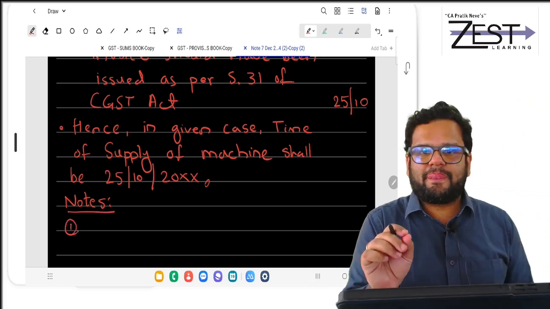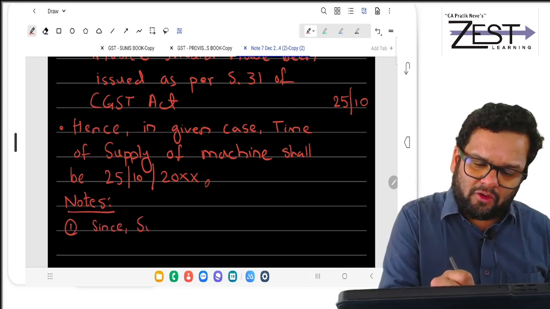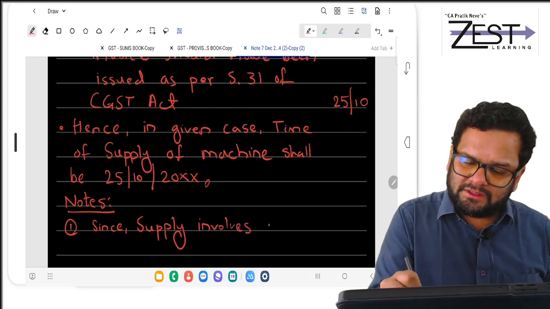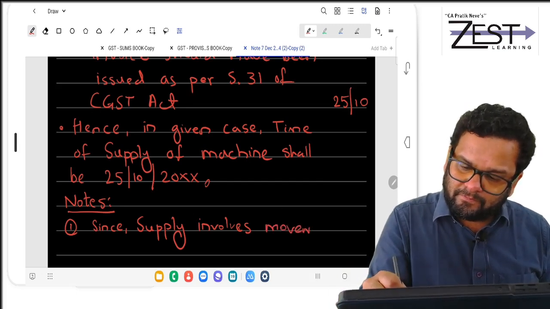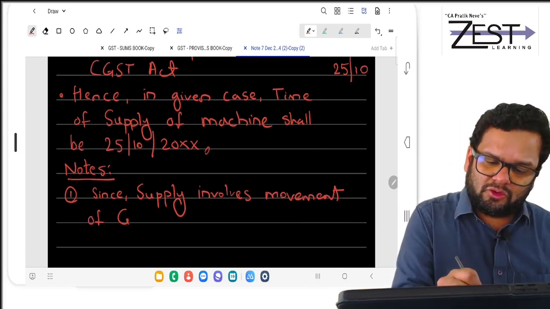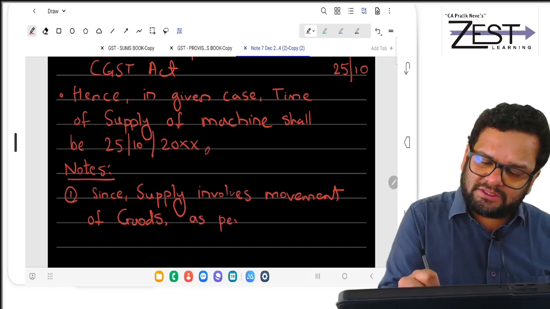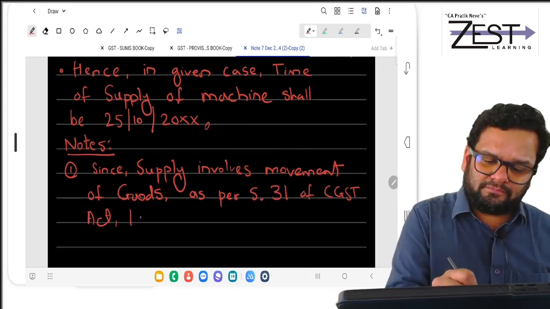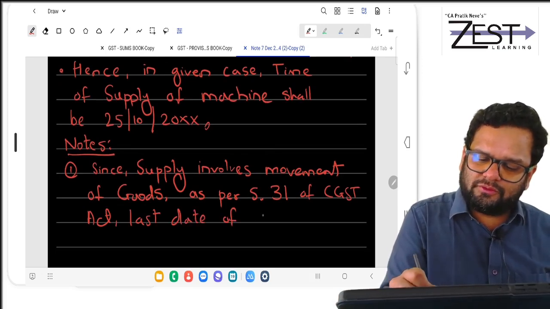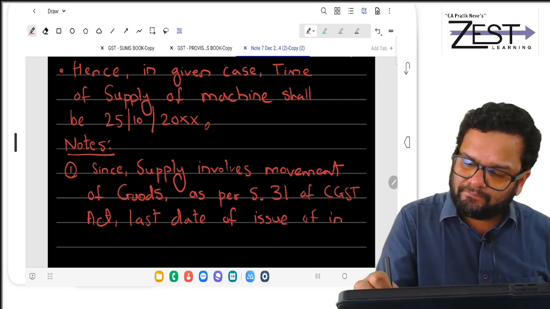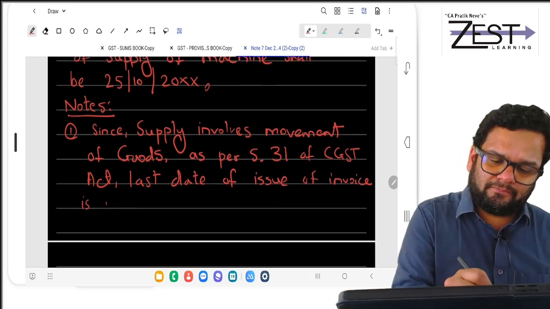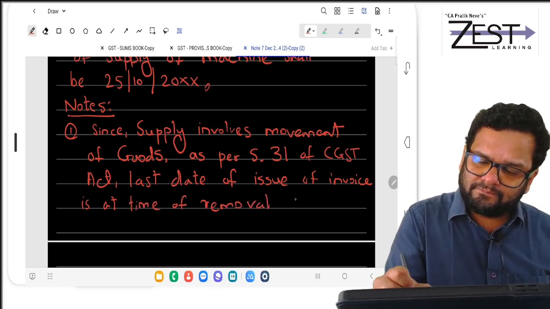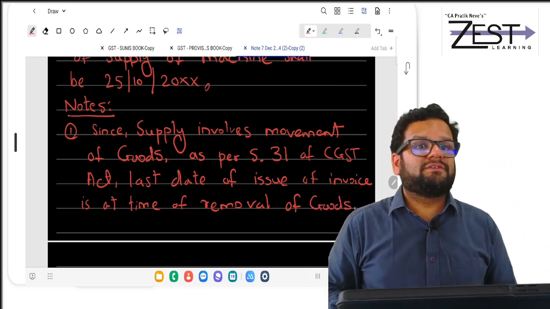First one is that since supply involves movement of goods, as per section 31 of the CGST Act, last date of issue of invoice is at time of, tell me, at time of what? Removal of goods.